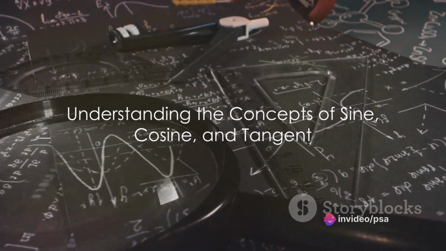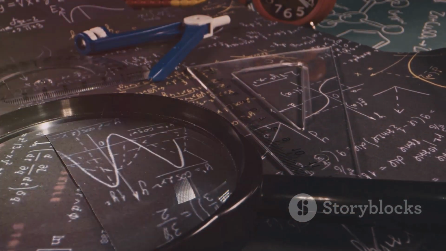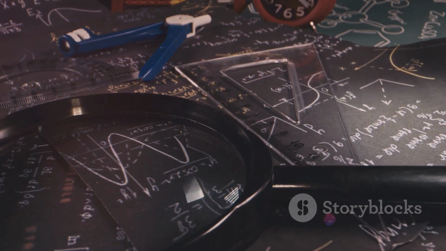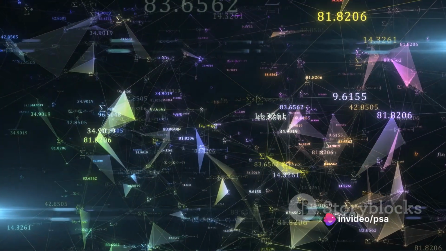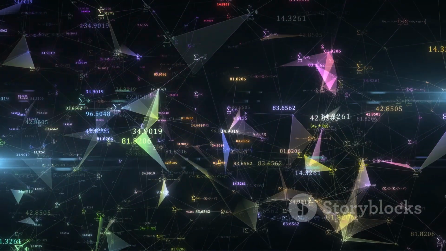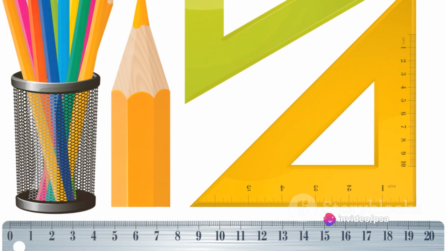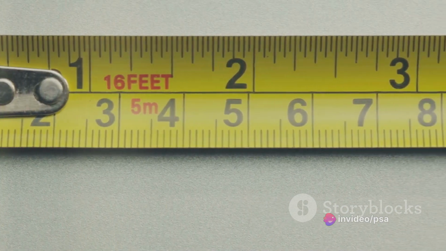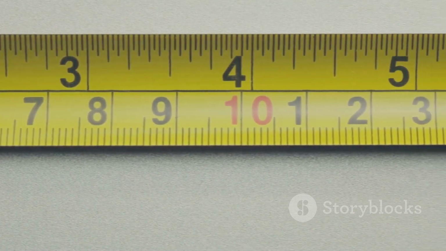Now that we know what trigonometry is, it's time to understand its core concepts: sine, cosine, and tangent. Let's start with the concept of sine. Imagine a right-angled triangle. It has one angle that's 90 degrees, right? Now, if we focus on one of the other angles, the sine of that angle is simply the length of the side opposite to it, divided by the length of the hypotenuse. The hypotenuse is the longest side of the triangle, the one opposite the right angle. To put it in simpler terms, sine is just a ratio of two sides of a triangle based on an angle.